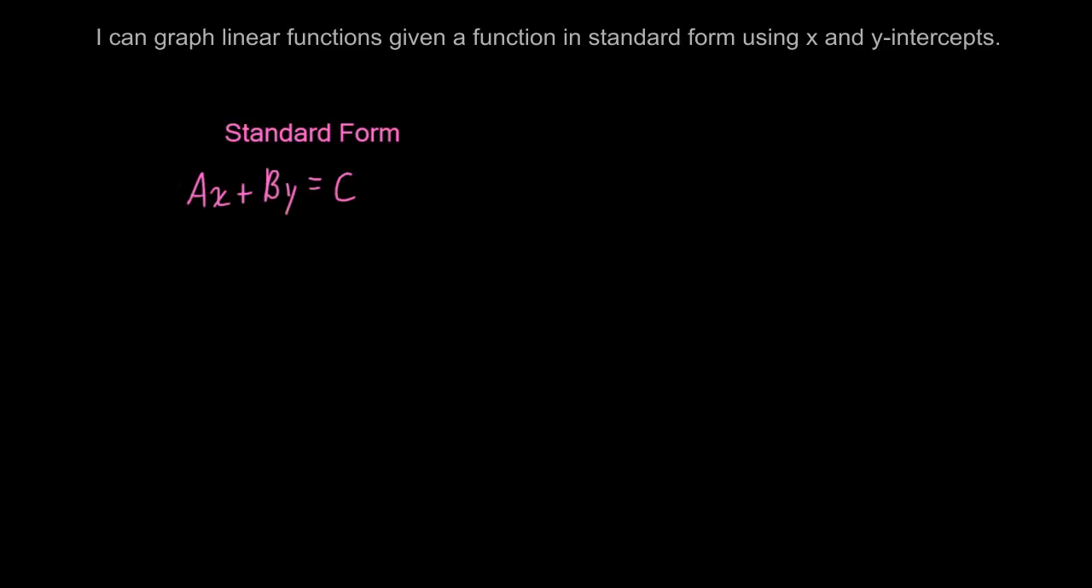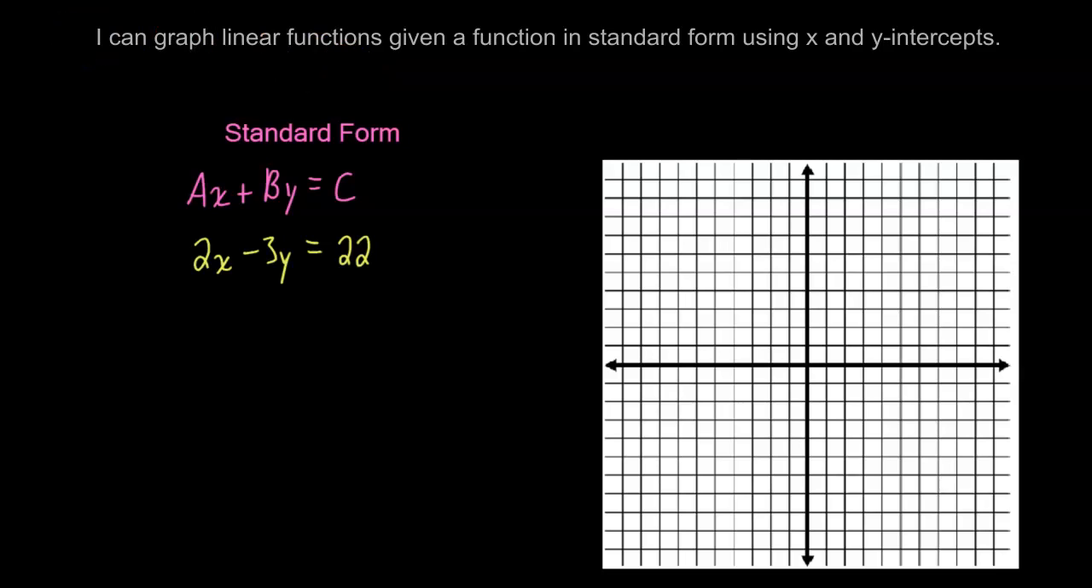Standard form is a function written in the form of ax plus by equals c, where a, b, and c are all constants. Okay, so let's look at a quick specific example here. If we're given the function in standard form of 2x minus 3y equals 22, we can graph it by first finding our x and y intercepts.